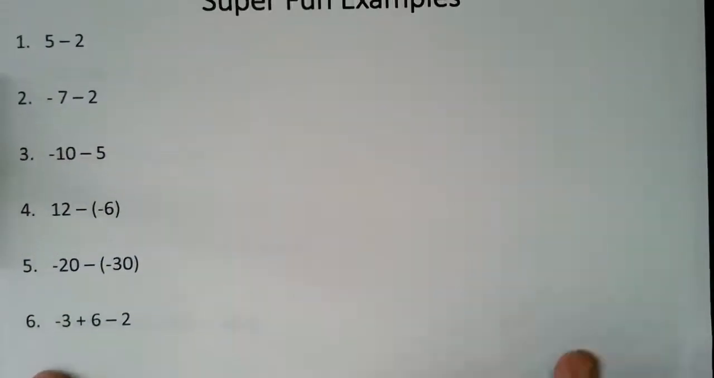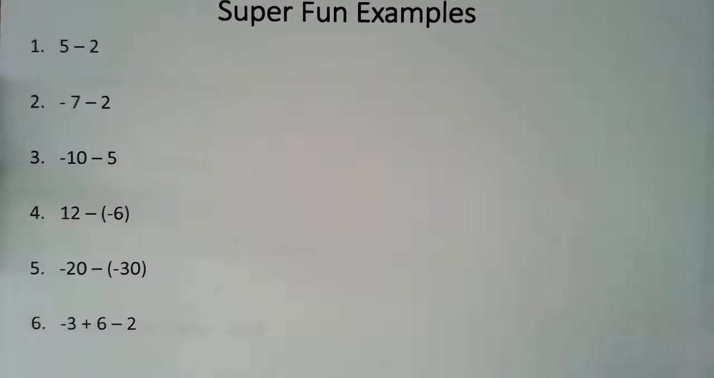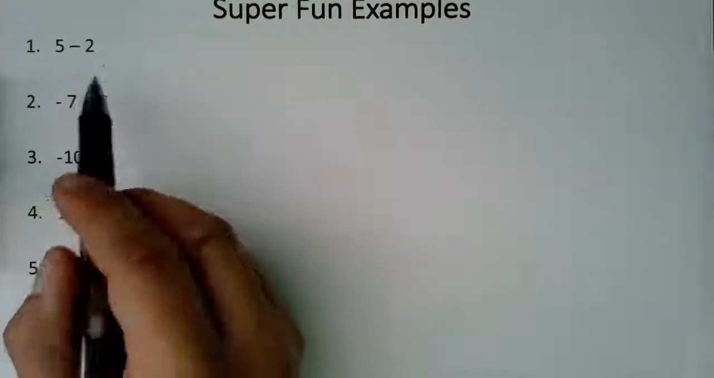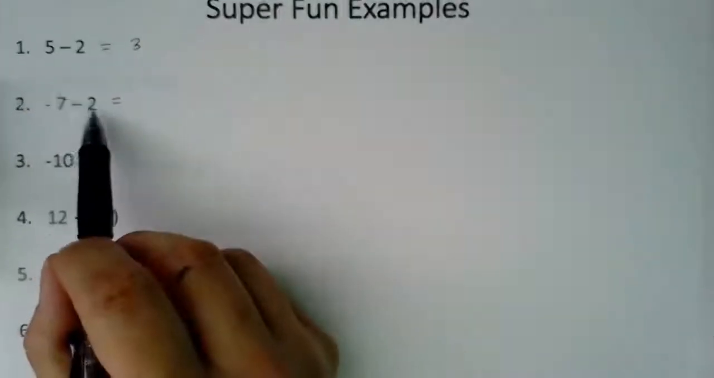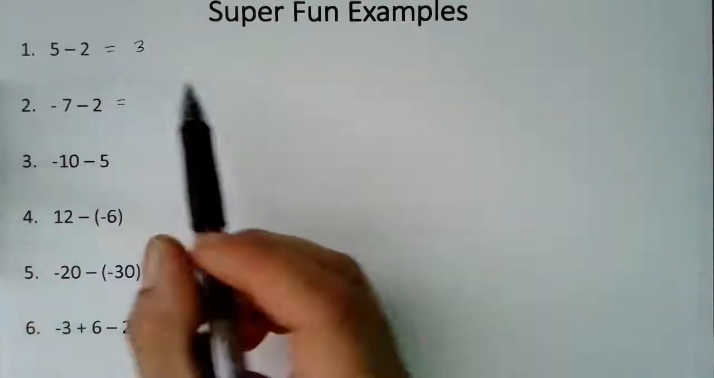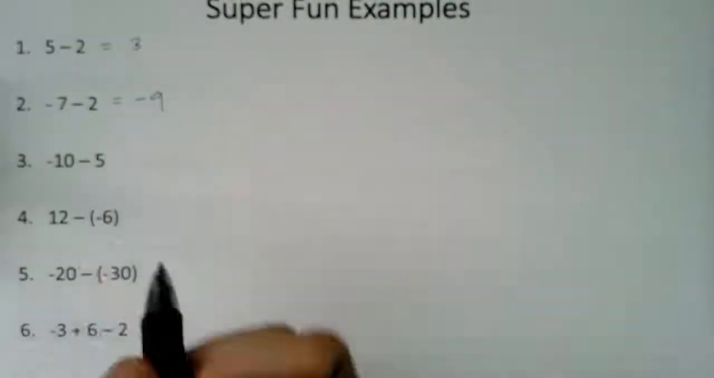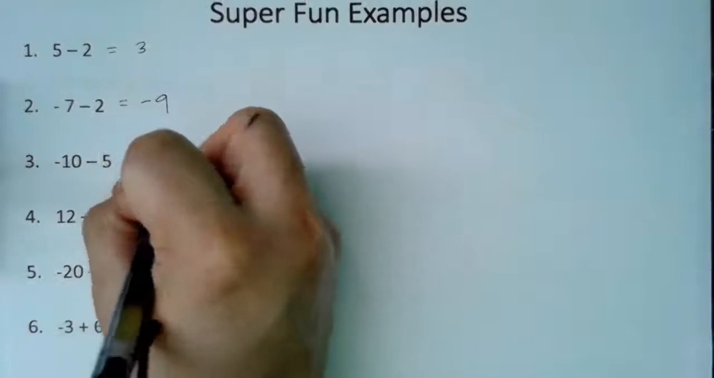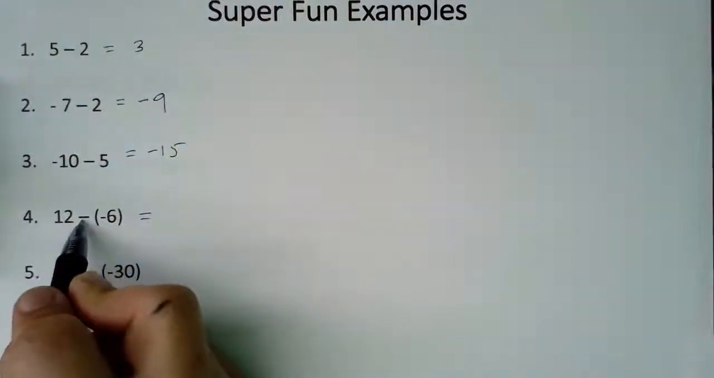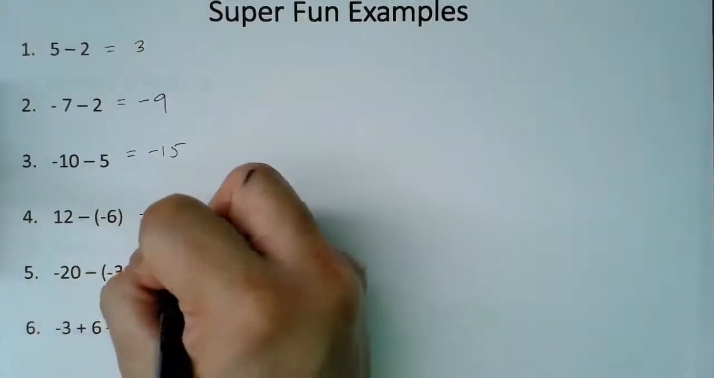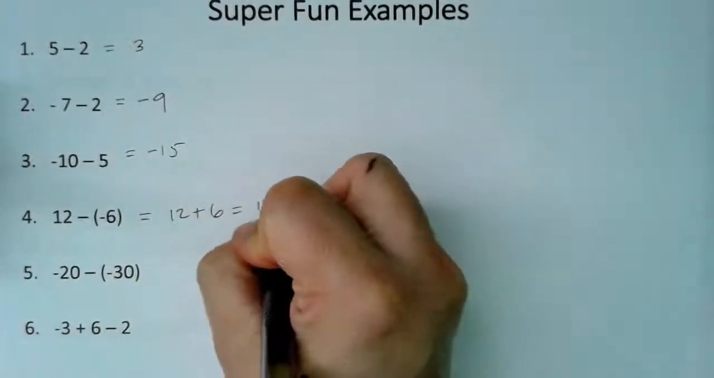Okay, so let's do some super fun examples. So same reasoning, same signs, add, different signs, subtract. So here, 5 minus 2, that's just going to be 3. Negative 7 minus 2, that's same signs, we add, right? Keep the sign. So negative 7 minus 2, that's negative 9. Then you have here negative 10 minus 5. You guessed it, negative 15. Here, a negative and a negative, right? So that's going to be equivalent to 12 plus 6, which is 18.